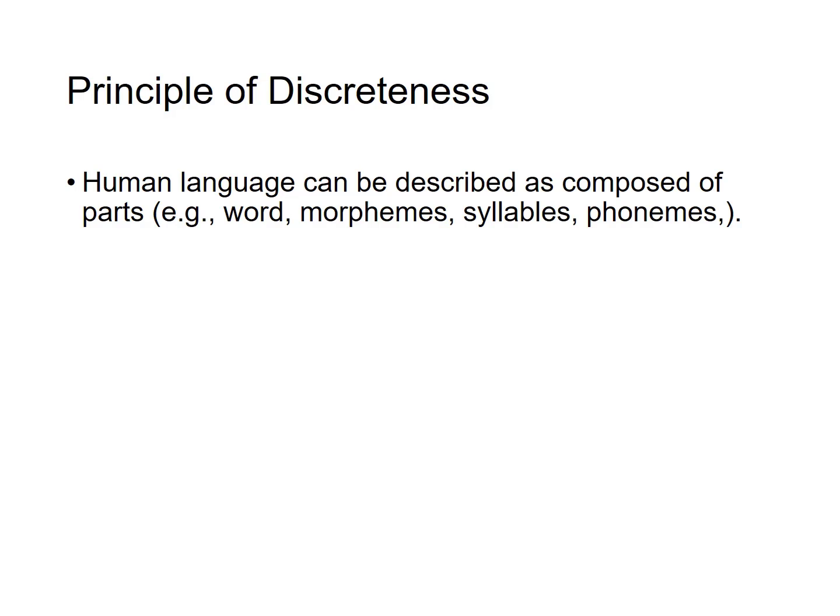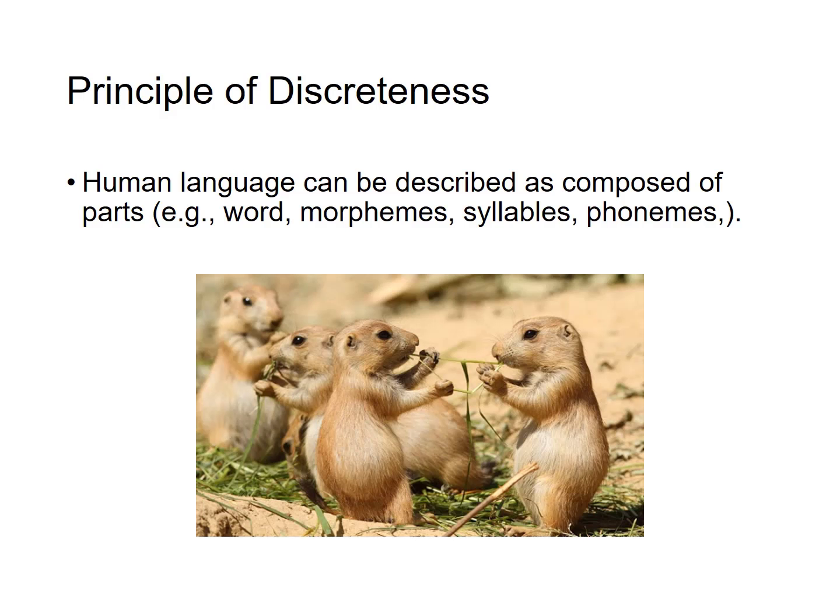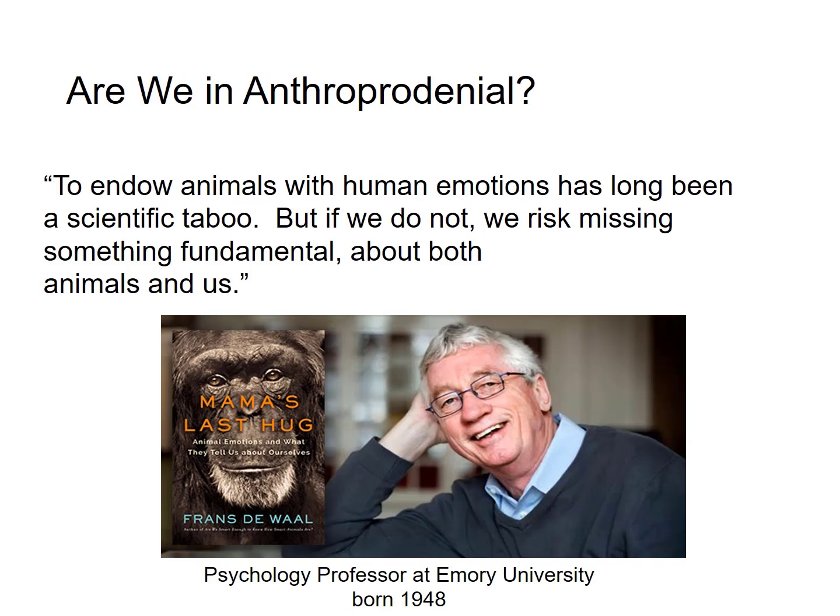The principle of discreteness refers to the fact that human language can be described as composed of smaller parts: words, morphemes, syllables, and phonemes. Animal forms of communication tend not to involve these smaller parts. Recent research with prairie dogs suggests that maybe animal communication systems can involve this principle of discreteness. There's a link on Canvas about this particular study. See what you think.